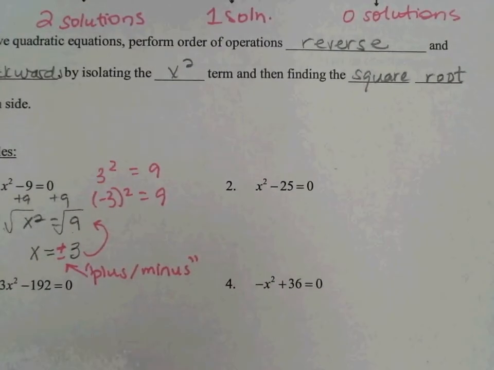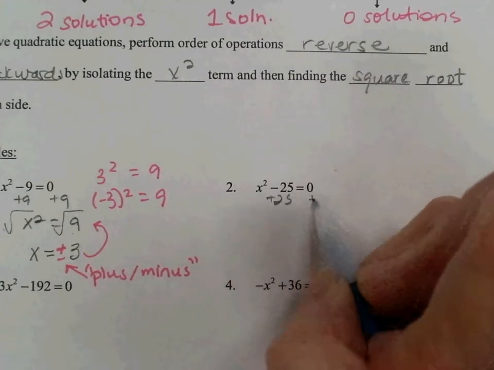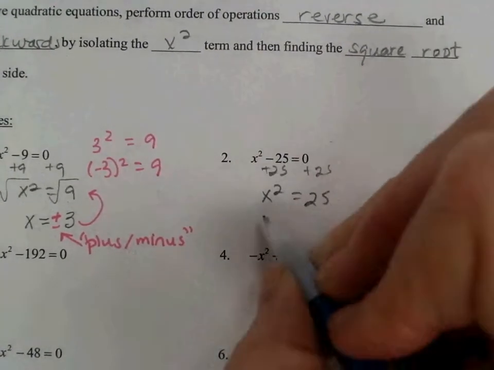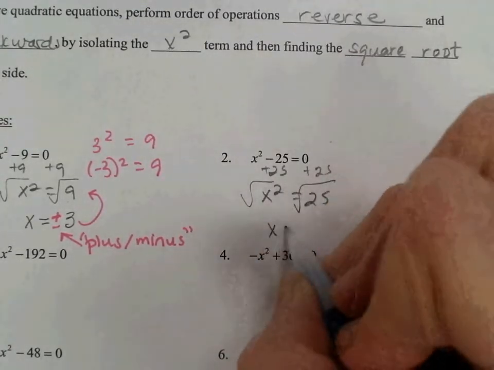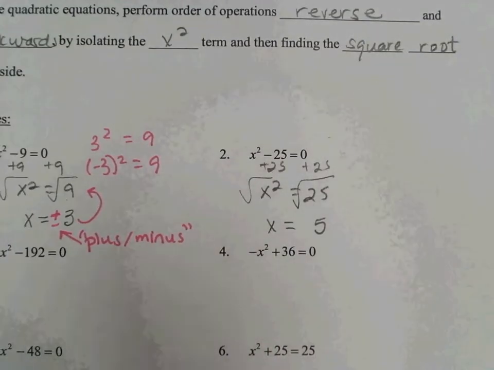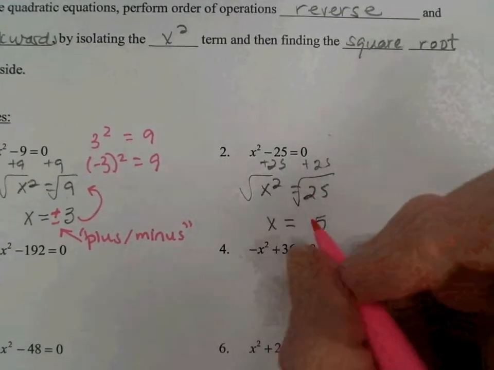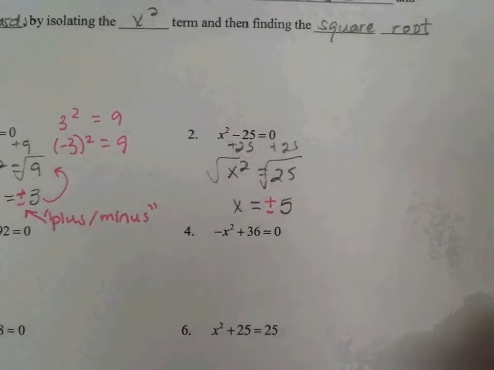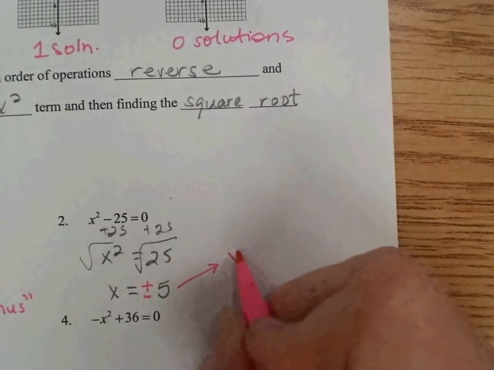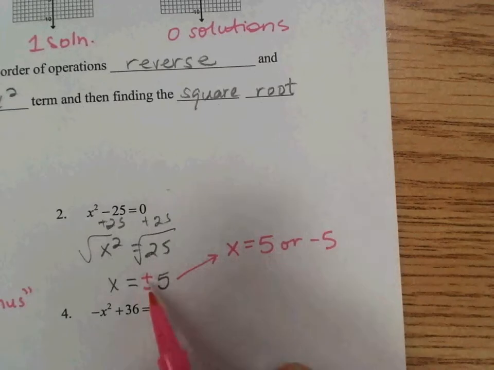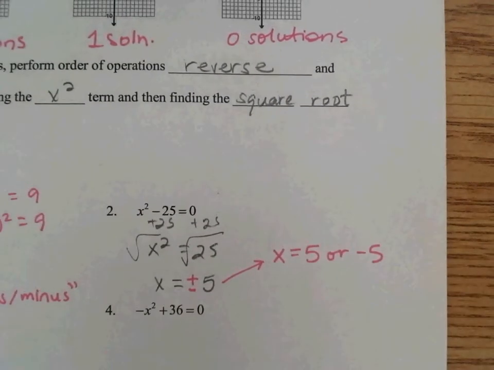So we'll do number 2. x squared equals 25. To solve for x, we square root both sides. So x equals the square root of 25, which is 5. But again, negative 5 would also make this statement true, so we have to include both the positive and the negative of 5. So that's what it actually means, x equals 5 or negative 5. This plus or minus symbol is just a more efficient way of saying that.